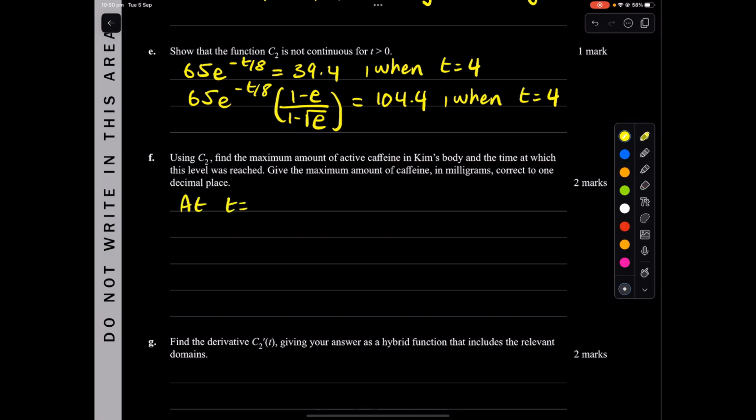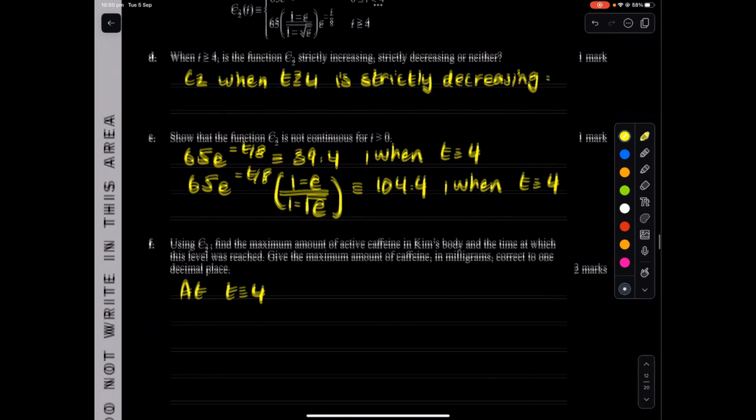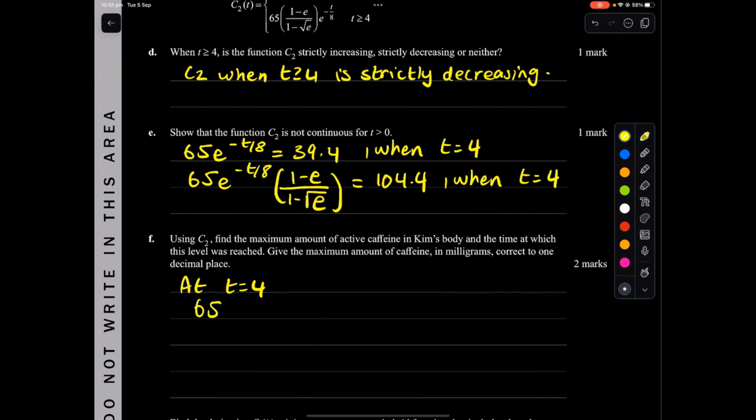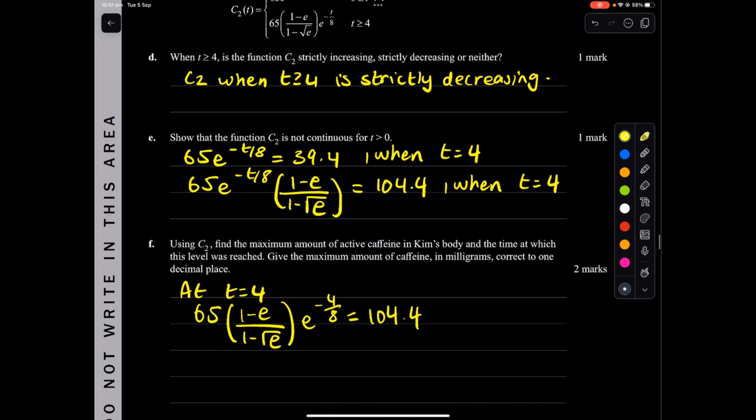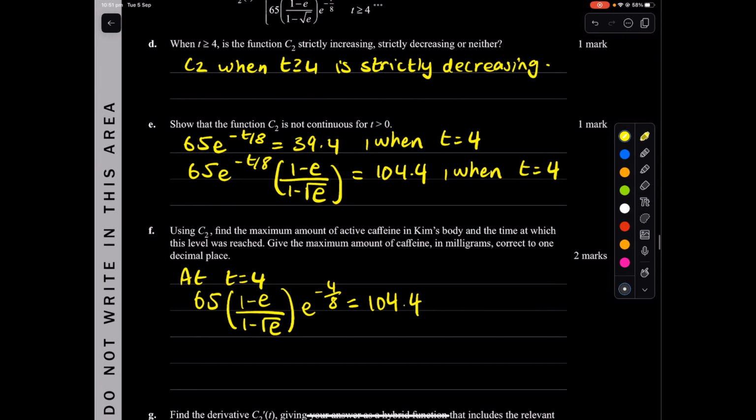So at t equals 4, we can say that 65 times 1 minus e to the negative 4 on 8 should equal what? Correct to 1 decimal place, when t equals 4, it's 104.4 to 1 decimal place. Hope that's right. Have I made a mistake here?